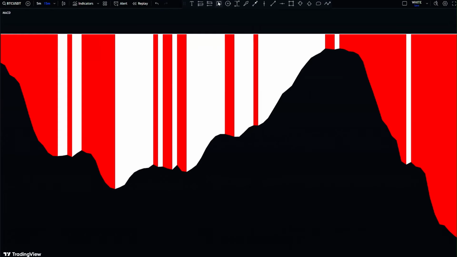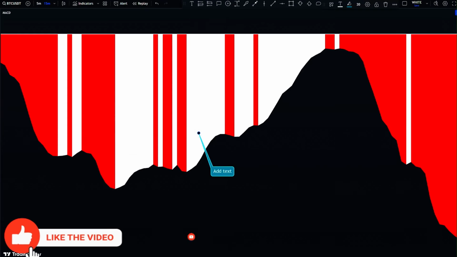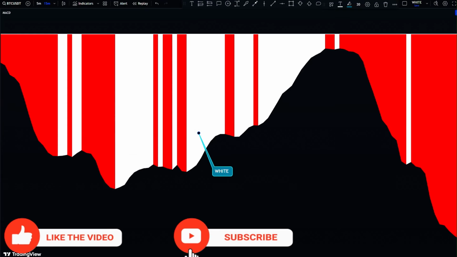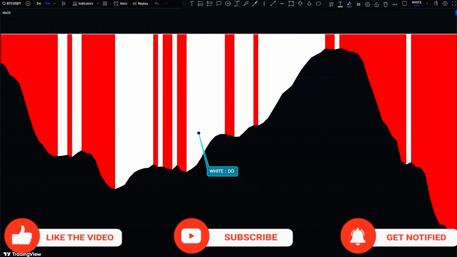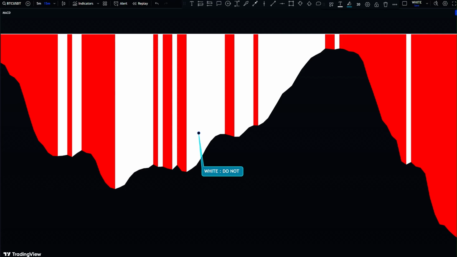Remember, when the MACD indicator's white area hovers around the zero level, it's best to avoid trading during this time in the market. This is because the market is likely experiencing a period of indecision or consolidation, which can lead to unpredictable price movements. So, whether the white area is slightly above or below the zero line, consider holding off on entering trades until the MACD indicator provides a clearer signal.